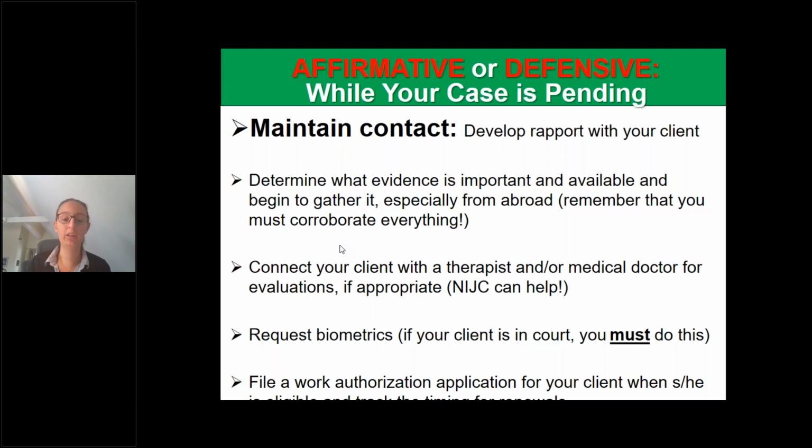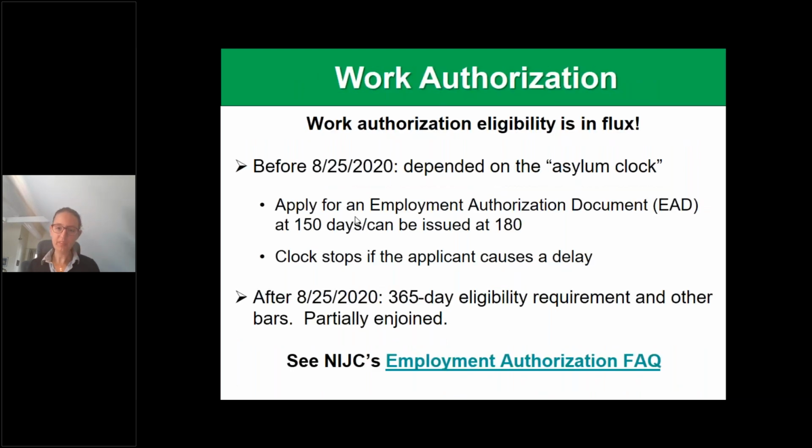Lastly, you can file a work authorization application for your client when they become eligible, and make sure to stay on top of renewals. And I'm going to talk more about that shortly. So work authorization is really crucial for most asylum seekers, but eligibility is currently in flux. Before August 25th, some of you may have heard about the asylum clock. Eligibility depended on what your client's asylum clock read.